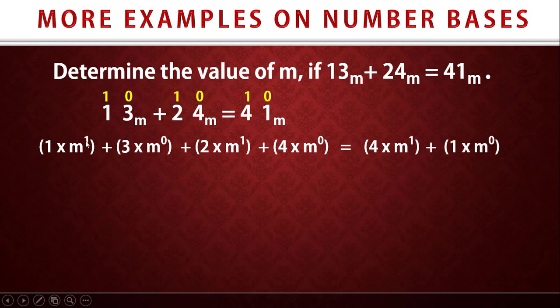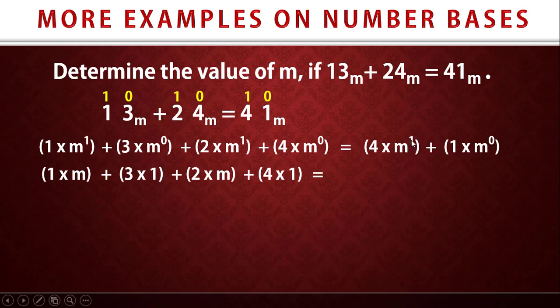So what is m raised to power 1? M raised to power 1 will be m, because anything raised to power 1 is that same thing. So we have 1 times m here, then plus 3 times m raised to power 0, and m raised to power 0 is 1, so we have 3 times 1. Then m raised to power 1 is m, so we have plus 2 times m. M raised to power 0 here is 1, so we have plus 4 times 1. Then equals to 4 times m, plus 1 times 1.